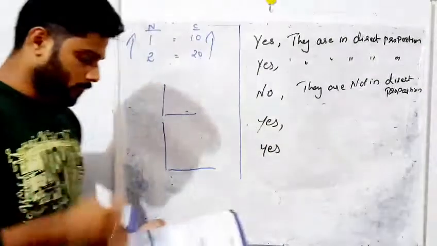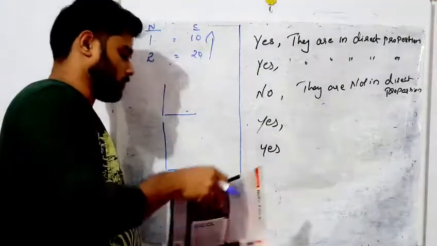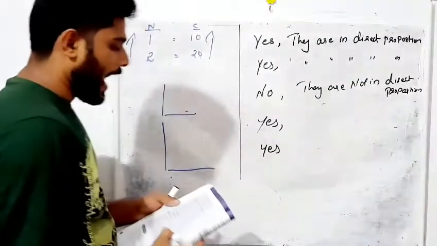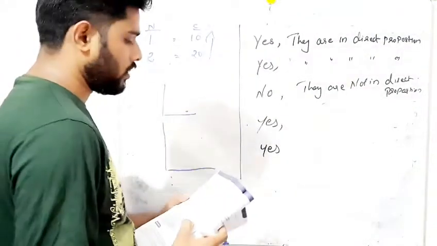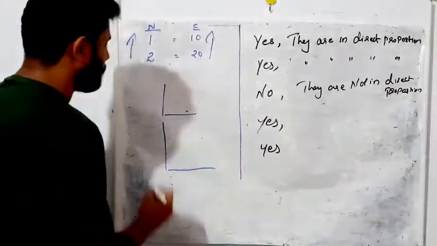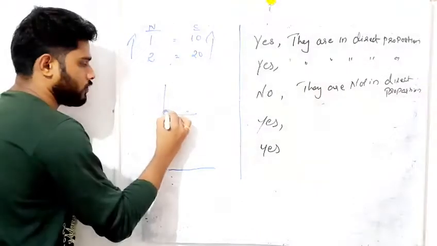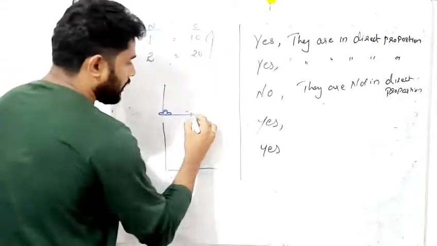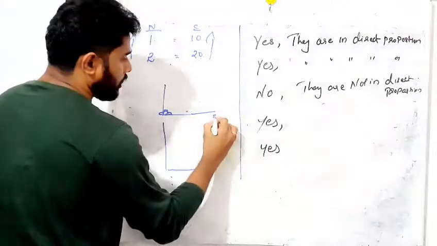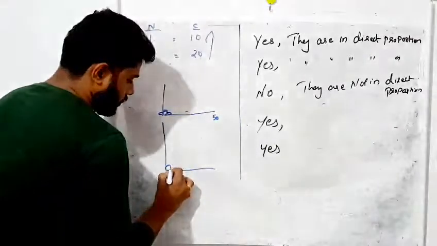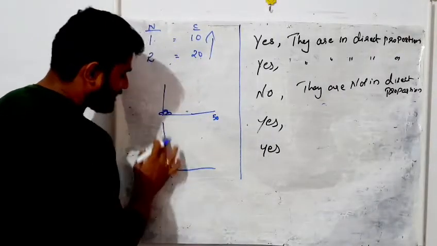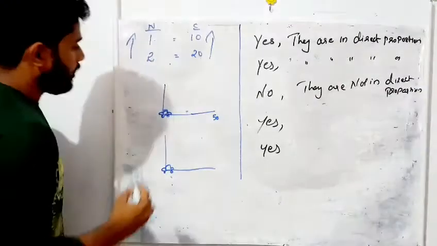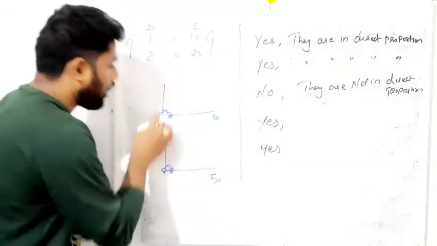Clear? So next, the third question. The third question is speed and time taken to cover a distance. Okay, first you just imagine this is a car. Okay, this car goes from here to here, you just imagine 50 kilometers. This is also a car. I will draw 2 car tires. This is 50 kilometers, okay?